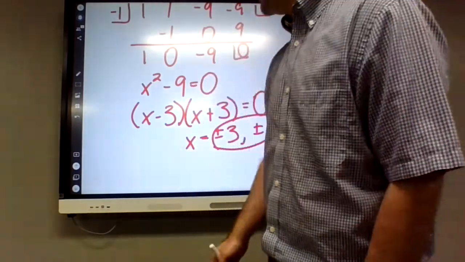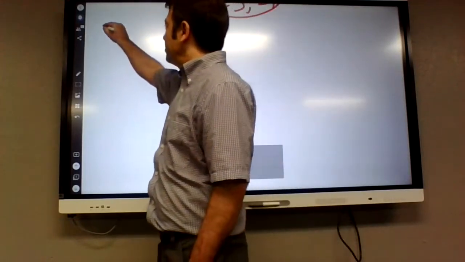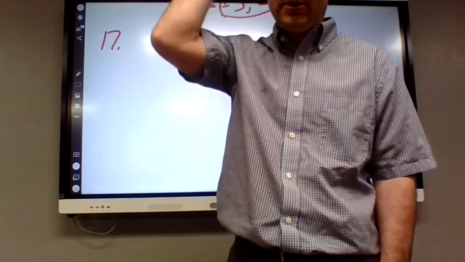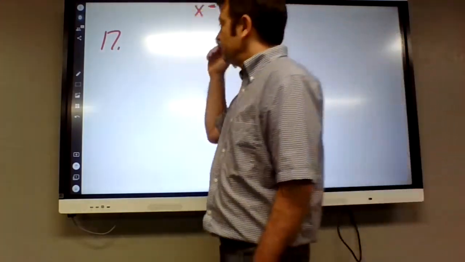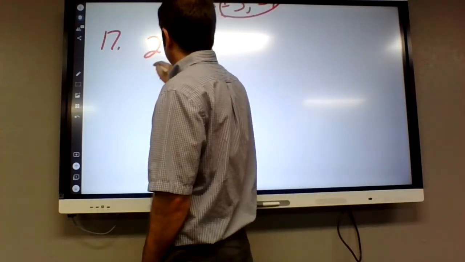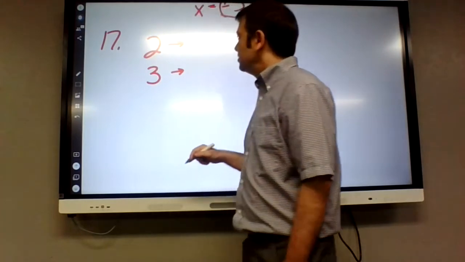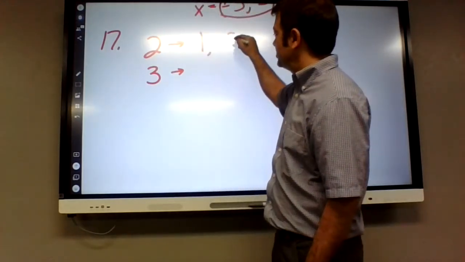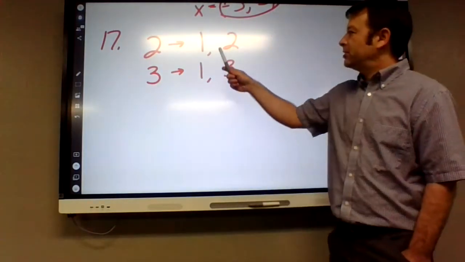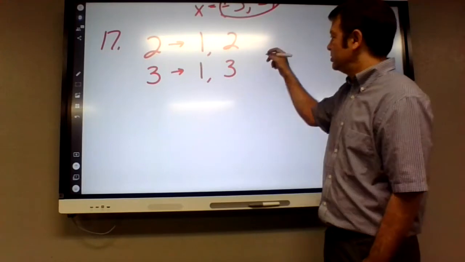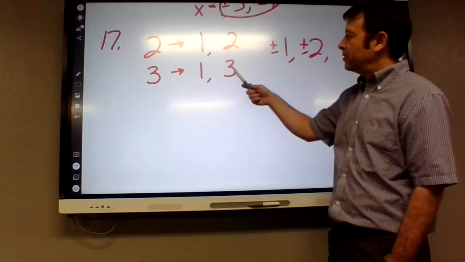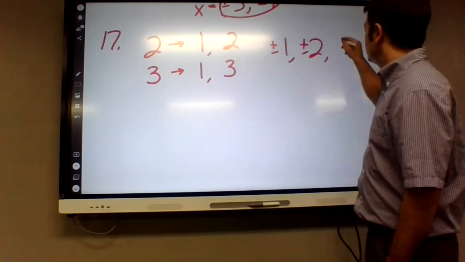All right, so on 17, what are the possible answers? Or how do I start? How did we start 13 and 15? Factors of 2. Right. You guys see where she got that from? Factors of 2 over factors of 3. Factors of 2, 1 times 2. Factors of 3, 1 and 3. So it could be 1 over 1, 2 over 1, 1 or 2. But it could be 1 over 3, let's hope not, or 2 over 3.